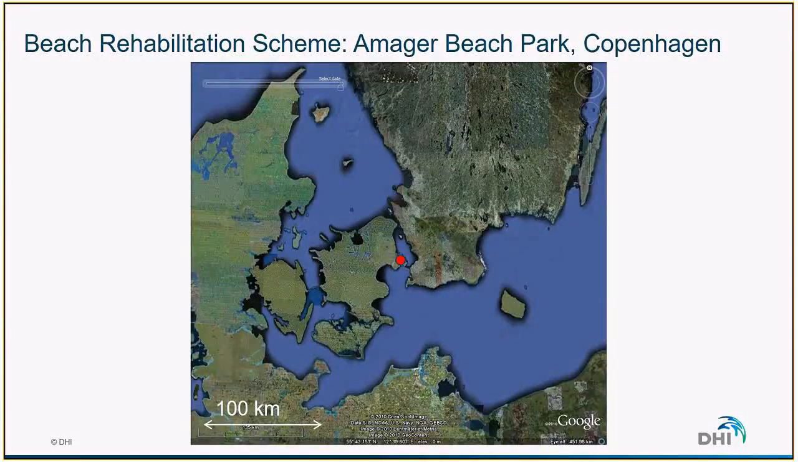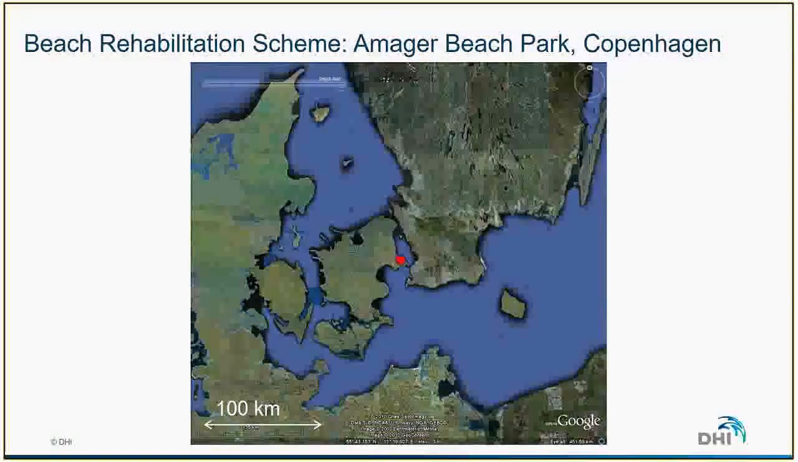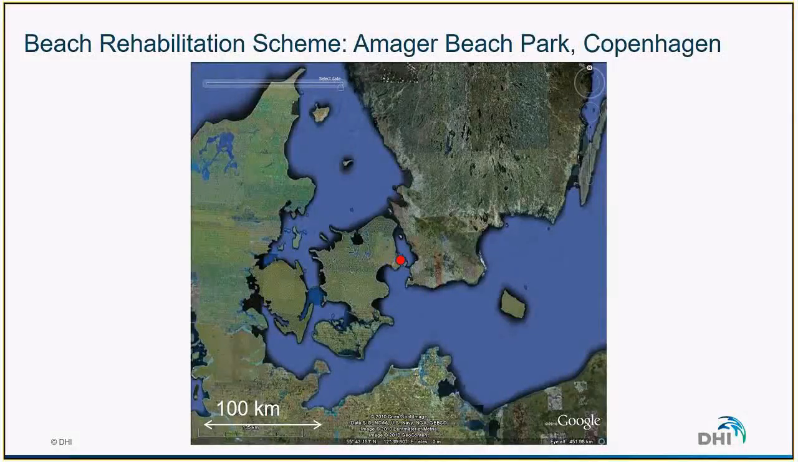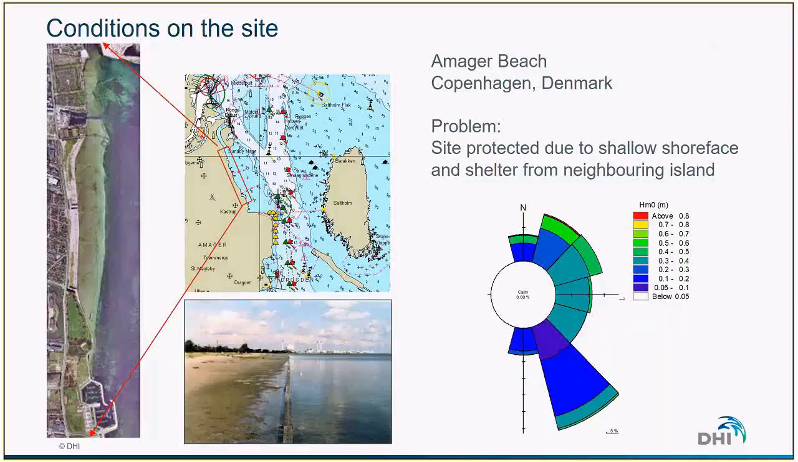So we will now have a look at an example where these principles have been applied. On this map, we can see Denmark, and the capital of Denmark, Copenhagen, is located where the red dot is. In Copenhagen, a new beach has been constructed, named Amager Beach Park. Basically, the site is very well protected due to a shallow shore face, and also due to the presence of the neighboring island, which limits the wave action along that beach.